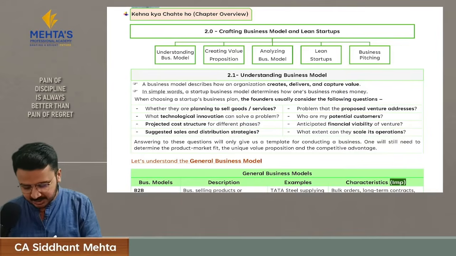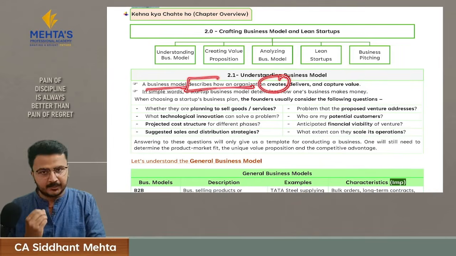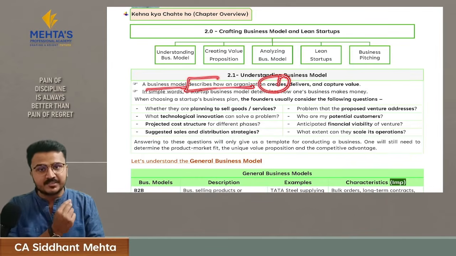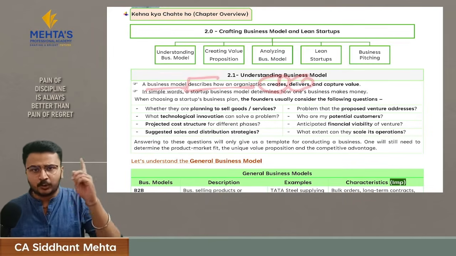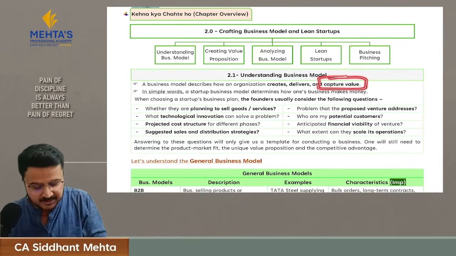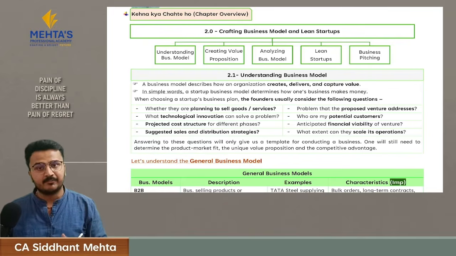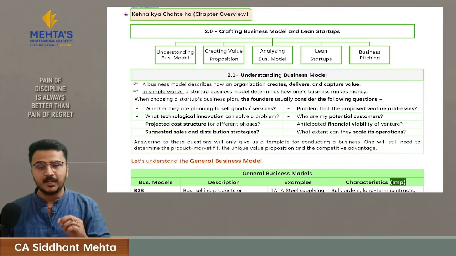So business model describes how an organization creates value. That means whether they are developing a product or they are going to give services, how they are going to create the value for a business, then how they are going to deliver this value, whether they are going to deliver it through online mode or through offline mode, and then at the end how this business is going to capture value. That means how they are going to sell this product to the consumers, whether they will take one-time payment or they will take monthly payment or yearly payment. All these things will help you to tell a business model of a business.